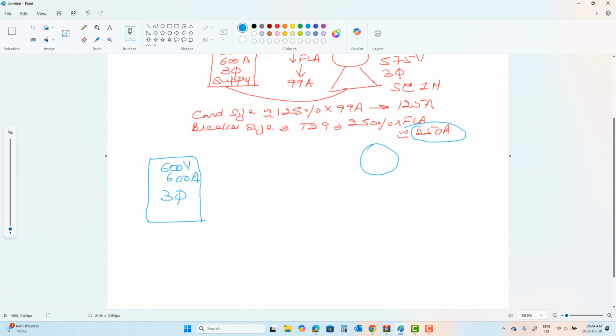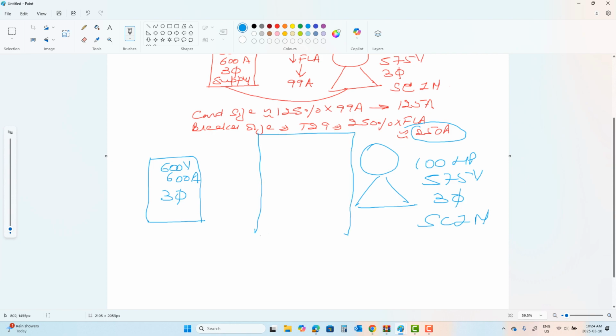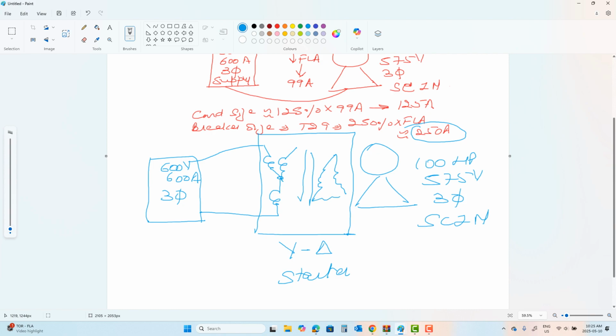And you still have the same motor, which is 100 HP, 575 volt, three-phase squirrel cage induction motor. But between these two items, I'm going to put a Y delta starter. What this is doing is taking the input as a Y from the source, converting it into a delta, and giving it to the motor.